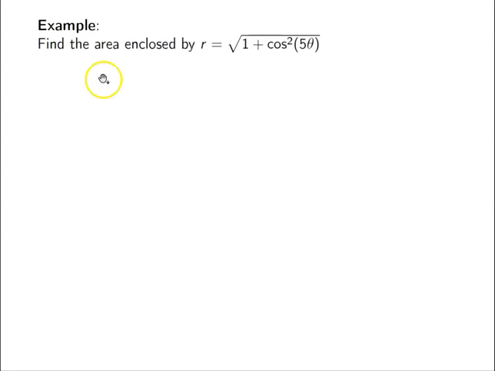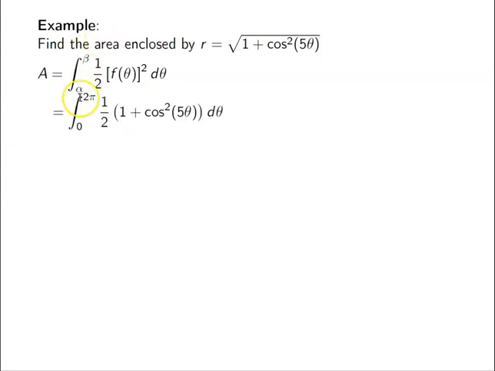So on for another example. Find the area enclosed by r equals the square root of 1 plus cosine squared 5 theta. Okay, so our formula is that the area is from alpha to beta, 1/2, and then my function squared, which is nice because this is a square root function. So now the question is, well, what's alpha and beta, right? So we'll just go, to be safe, from 0 to pi.